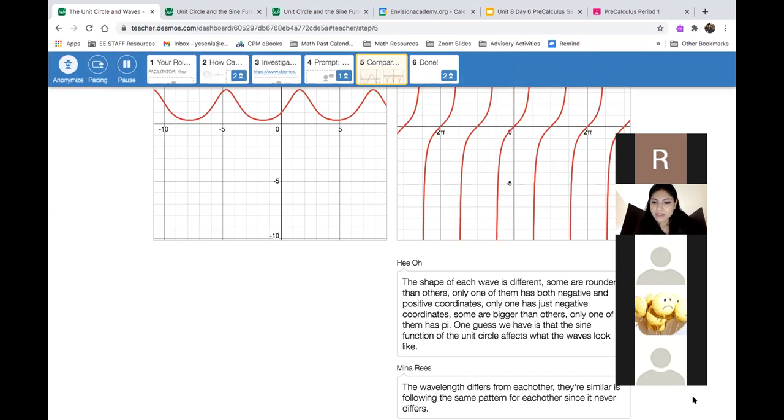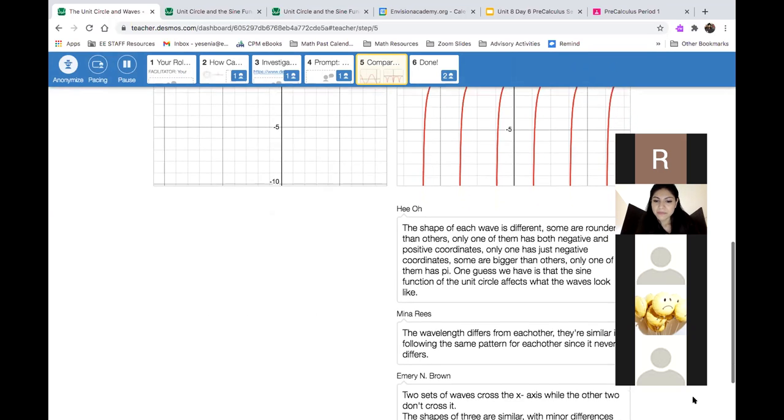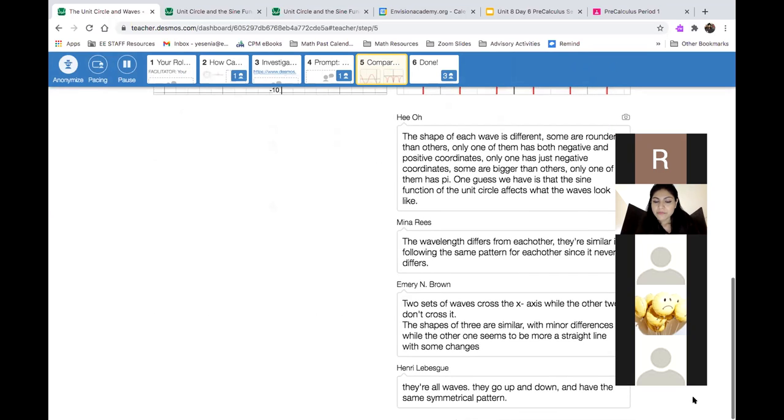We have some are rounder, some are different, some are negative. Some are bigger. One guess we have is the unit circle affects what kind of waves look like. Okay, that's awesome. Wow. And then we have, oh, actually all four groups. Wow, y'all are great. It says the wavelengths differ from each other.